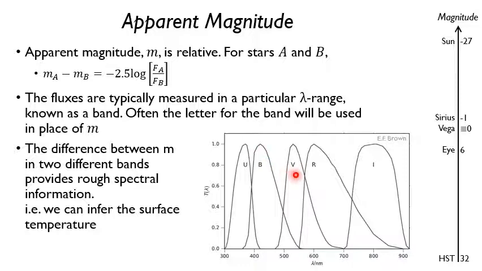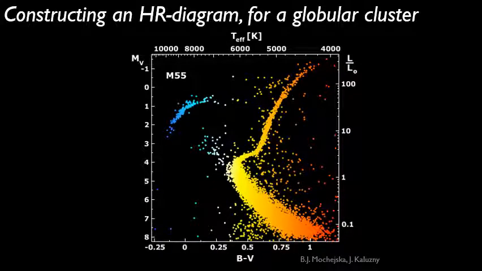And so the difference between the magnitudes in these different band passes is going to give you a surface temperature. For instance, we can construct a Hertzsprung-Russell diagram for a group of stars using the magnitudes that we observe. In this case, we're taking a globular cluster, M55. We're plotting the magnitude in the visual band versus the magnitude in B minus the magnitude in V.